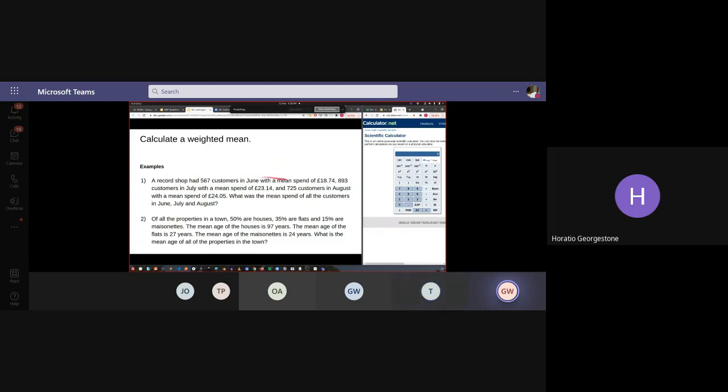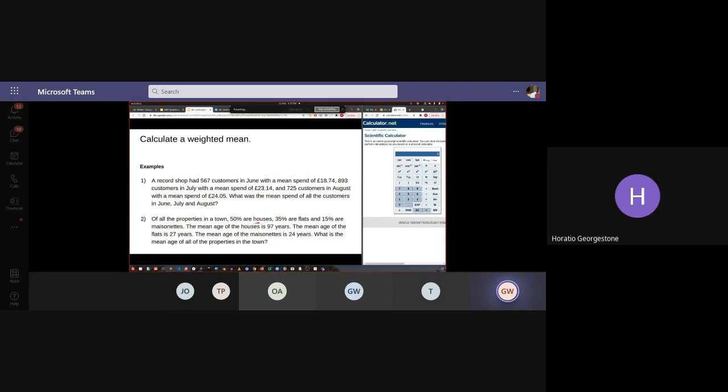So this was the first question. There's two different weighted means type of questions, although they're not fundamentally that different. The first type is where we're told how many items are in each subset of the total. So in this first question, the total set of items is all the customers from June, July, and August. But that is made up of three subsets. The first subset is all the customers in June, which was 567 customers. The second subset is all the customers from July. And then the third subset is all the customers from August. And so this type, we're told how many items are in each subset.